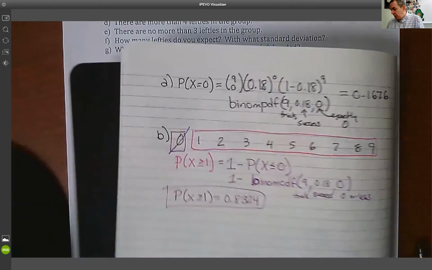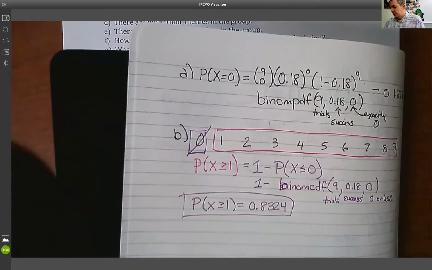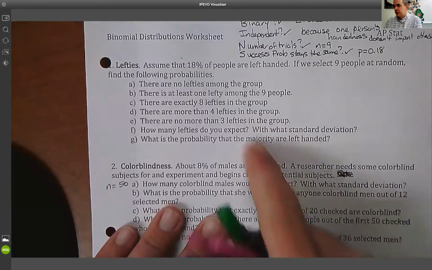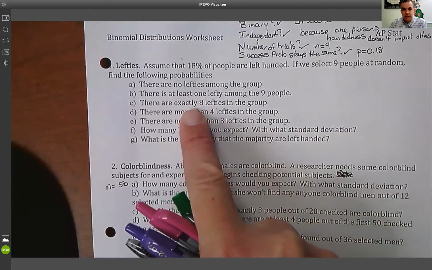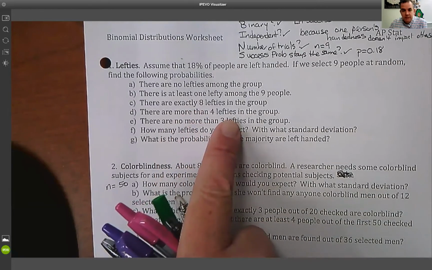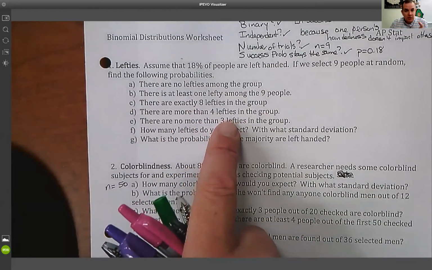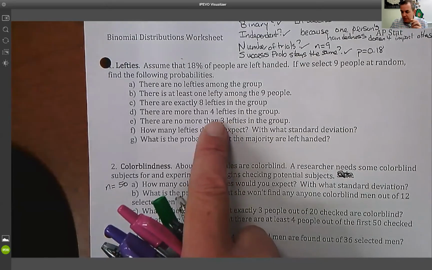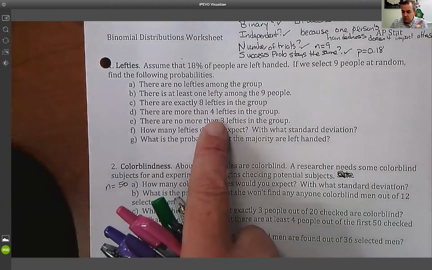The hard part about this one, I'll be honest with you, is when you read the question and figure out whether it's PDF or CDF. When I read through these questions, there are exactly 8. The word exactly tells me it's going to be a PDF. More than 4 lefties. More than 4 says I'm going to have to get a range, so I'm on 4, 5, 6, 7, 8, or 9. But remember, the calculator doesn't tell me how to go greater. It only tells me how to go less.